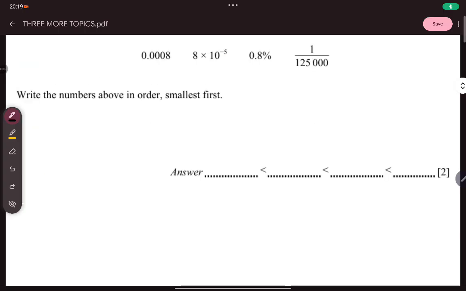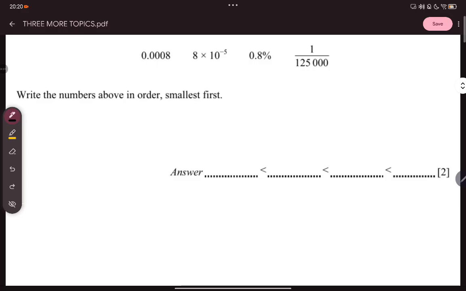Here's the next one, actual exam question. You might want to have a go at this. Why not pause the video and then start to play it a little bit later, and we will compare our answers. So anyway, I'm going to continue with this one. So write them in order, smallest first. So that one is already a decimal, 0.008, so I'll leave that as a decimal.